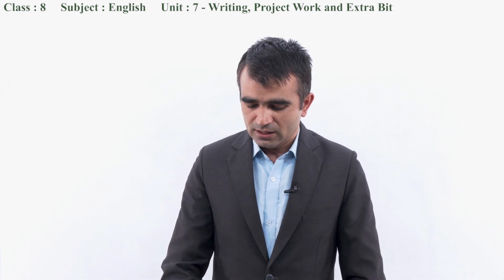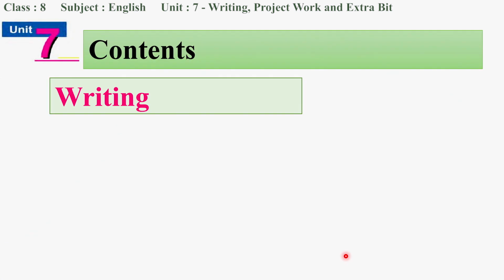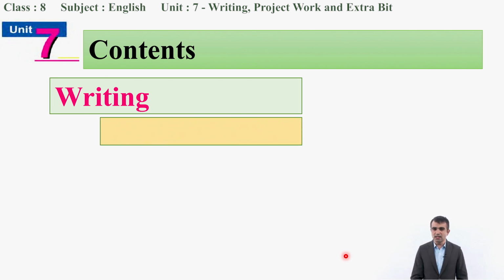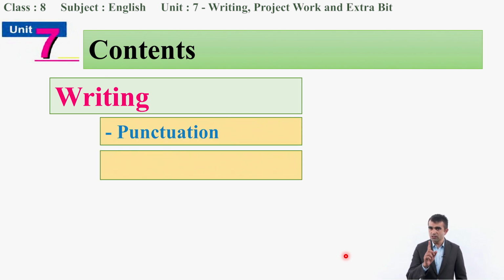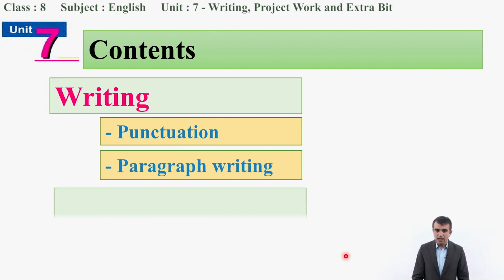Okay, in today's lesson we are going to do writing from unit 7 of the grade 8 English book. Unit 7 A, a writing task we will do. In the writing task we will do punctuation. Okay, one activity is punctuation, another is paragraph writing. Okay, we will do two tasks of writing.